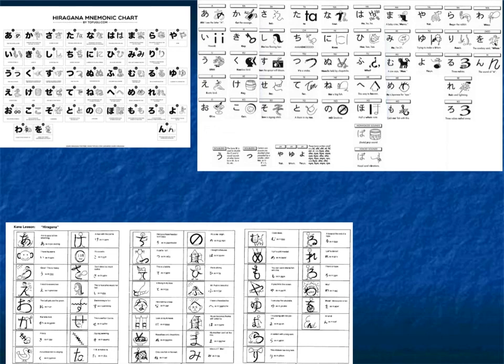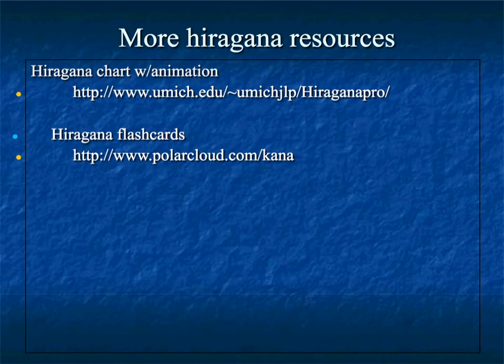Also, I just want to point out the hiragana mnemonic charts. There are three of them that I've downloaded from the web. Actually, I think I have a fourth one as well that's not pictured here, and those are available on the website under Lesson 1. A couple more hiragana resources: a hiragana chart with animation to show you the stroke order, a little bit more perfect than what I can do with my stylus. And there are some hiragana flashcards that you can print out. But nowadays you can find apps with hiragana flashcards to use with your phone.